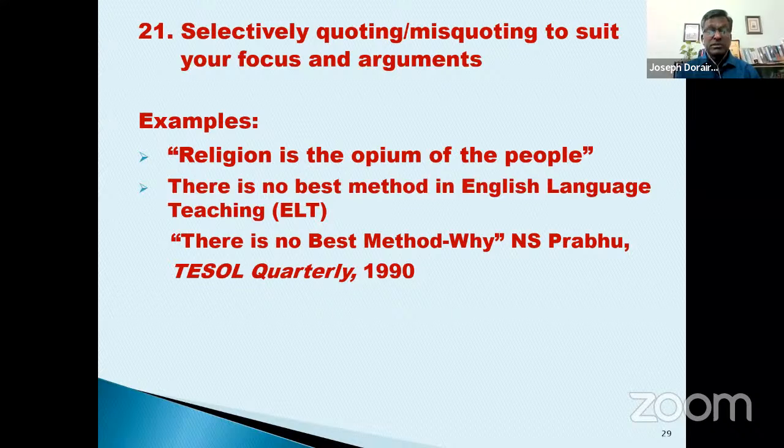And if you ask the student, they say, no, this is what Prabhu has said. Look at the title of the article. The title says there is no best method. So what has happened? The student has not understood the title, nor has he understood the content of the essay. This is polemical, but the student has understood it in a literal fashion. Therefore, the 21st unacceptable research practice is selectively quoting or lifting statements out of the context and then giving them your own interpretation.